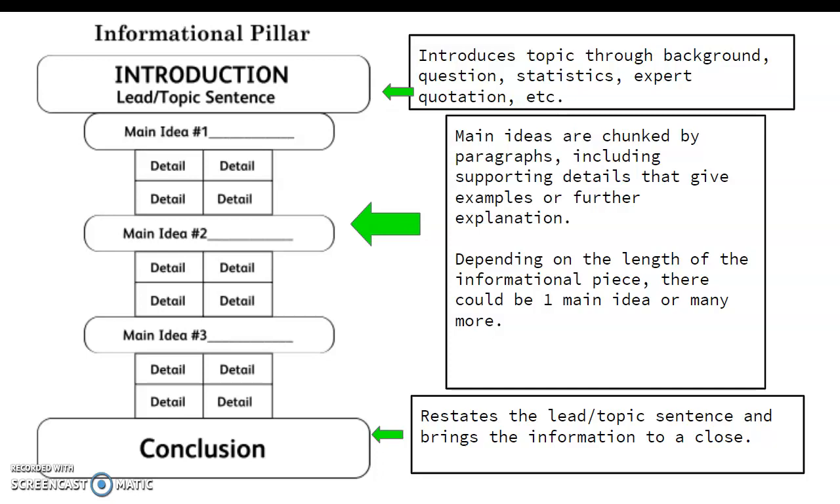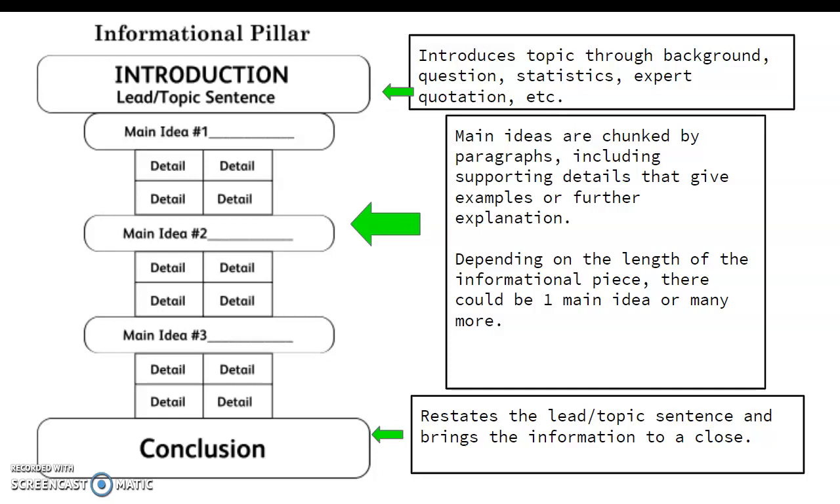One of the ways that we use to organize that information is through the informational pillar. And this is just a graphic organizer to help you understand the structure of it, where we have the introduction first, the introductory paragraph. It contains the background, whether it starts off with a question, statistics, or an expert quotation, but it also has a topic sentence where it's telling you this is what we're going to learn about.